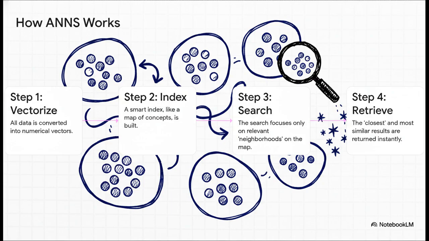First, the database creates this kind of map, where it places similar vectors close to each other in neighborhoods. Now, when you do a search, the VDB doesn't scan the entire map. No way. It instantly jumps to the right neighborhood of related concepts and only searches there. The result? It finds the closest matches in just milliseconds.